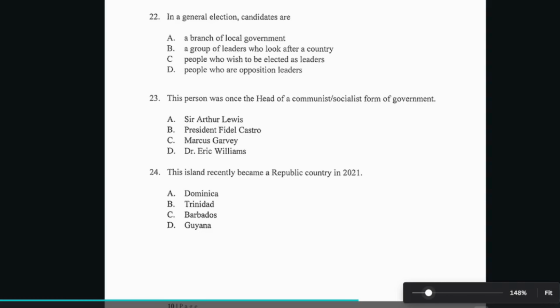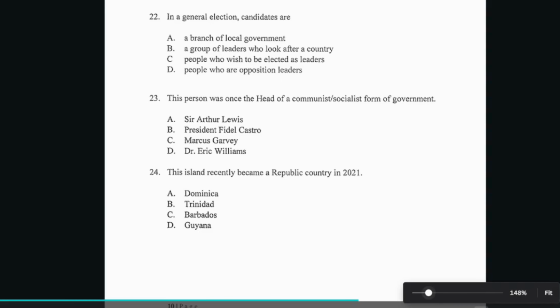Then we have Marcus Garvey. Well, we know him as Mr. Marcus Mosiah Garvey. And Marcus Garvey, he is from Jamaica, and he was a political activist and actually the founder of the Universal Negro Improvement Association, UNIA. And it was formed in Jamaica in the year 1914. Now, you might be asking, but what was the aim of that Universal Negro Improvement Association?